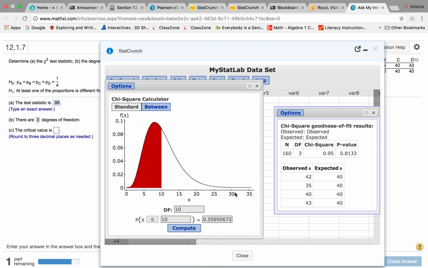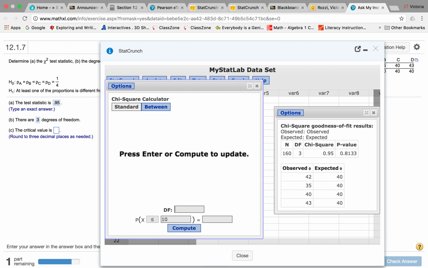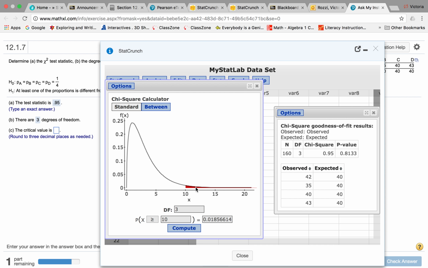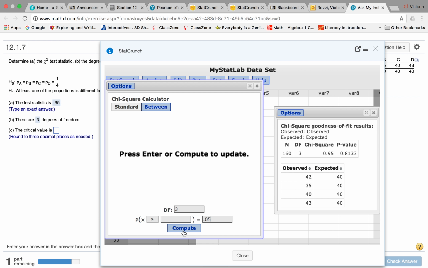Okay, now we're going to change a few things here. We know now from our goodness of fit test that our degrees of freedom is 3, so we'll put that in. And remember that in the chi-square distribution, alpha is the area to the right of your critical value. Got to get my words right here. So I'm going to change this less than to a greater than. And I want this little area at the end of the tail to be that alpha value, which is 0.05. So I'm going to put 0.05 there and click compute.